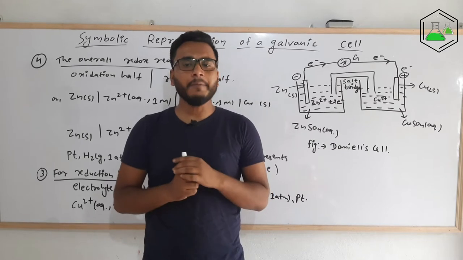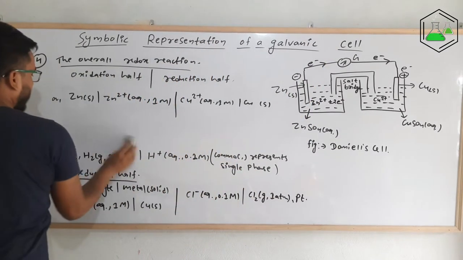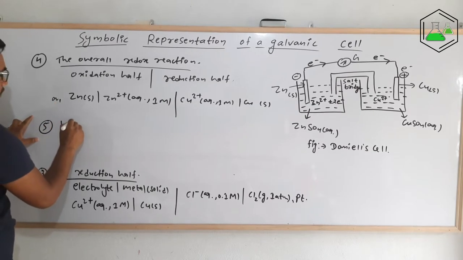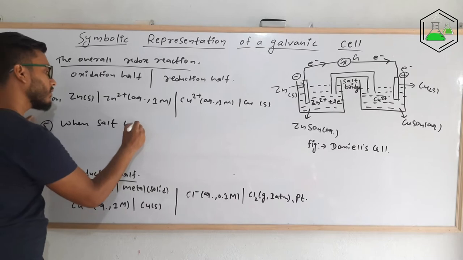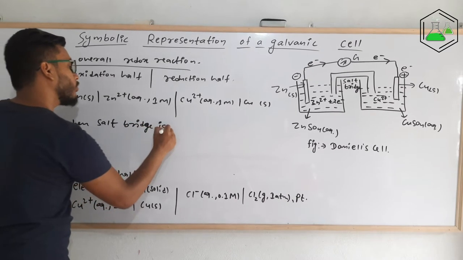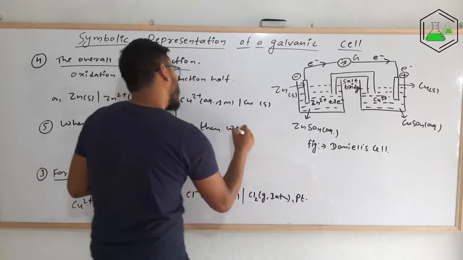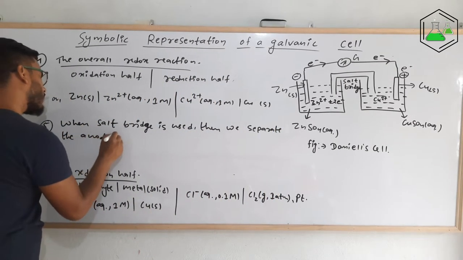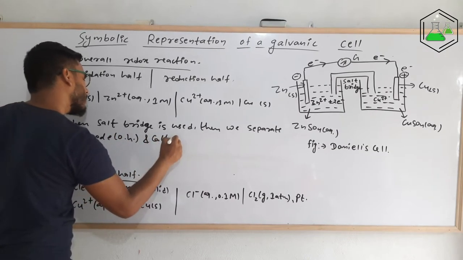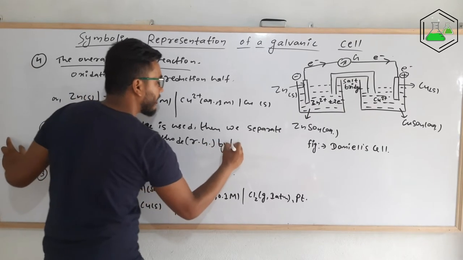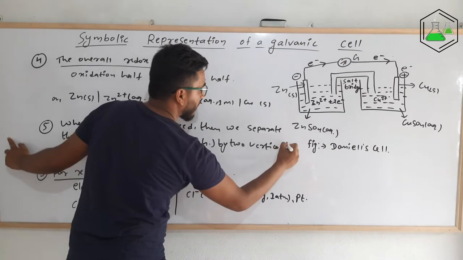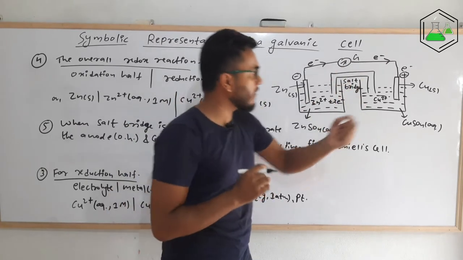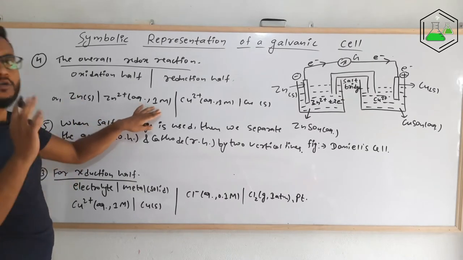Now the fifth step is very important as well. Let me erase this and write the fifth step over here. The fifth step says that when a salt bridge is used, then we separate the anode, that is the oxidation half, and the cathode, that is the reduction half, by two vertical lines. So if a salt bridge is used in the cell, like the Daniell cell, then that salt bridge is represented by two vertical lines.